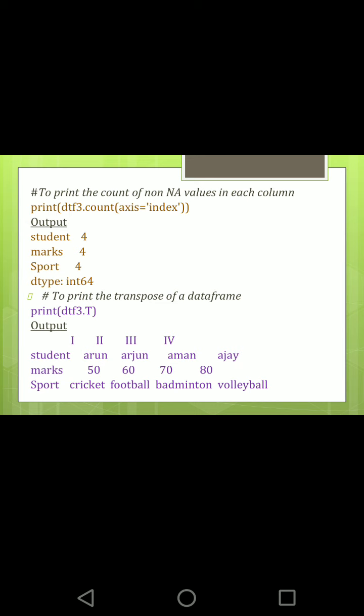Now, how to get the transpose of a data frame? What do you mean by transpose? Transpose of a data frame is where rows are exchanged with columns and columns are exchanged with the rows. It is another way of writing a data frame. To get the transpose, you have to write DTF3.T. And you can see that your data frame's rows and columns have been interchanged. See the output.